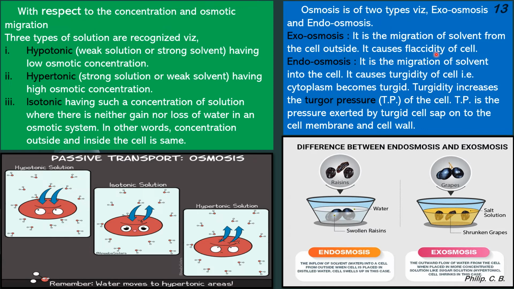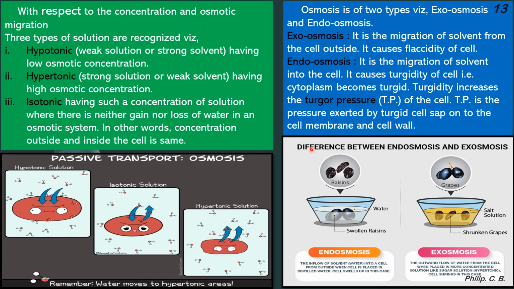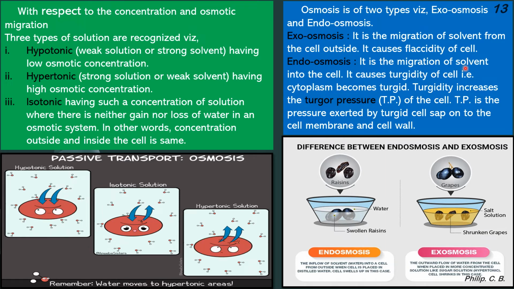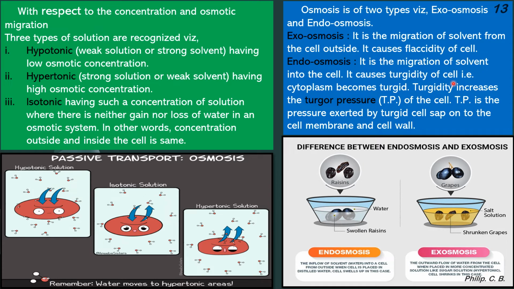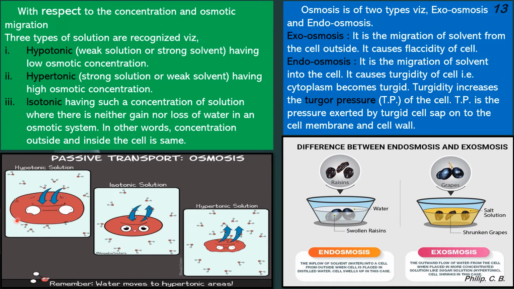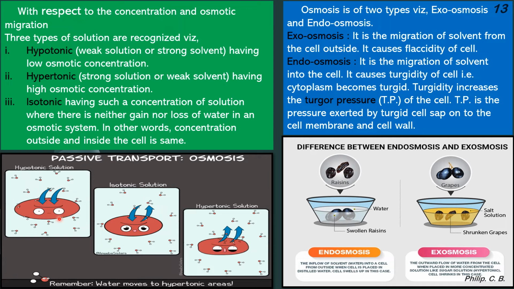It causes flaccidity of the cell. So here you can see in this image how it becomes flaccid. Endosmosis is the migration of solvent into the cell. It causes turgidity of the cell, that is, the cytoplasm becomes turgid, or in simple words it swells up, as you can see in this first animation image. The TP, or the turgor pressure, is the pressure exerted by the turgid cell sap on the cell membrane and the cell wall. Again, I added an image over here.